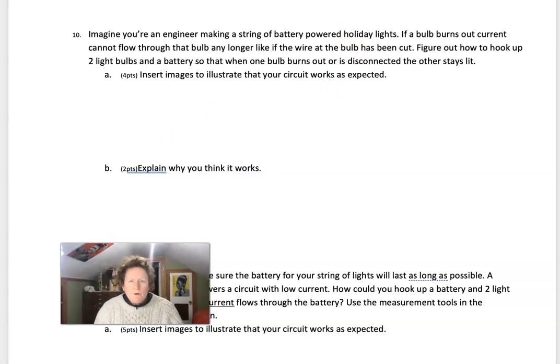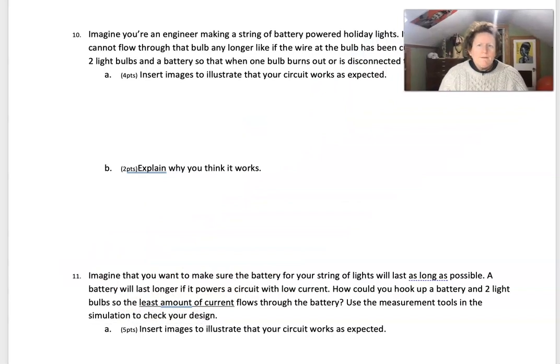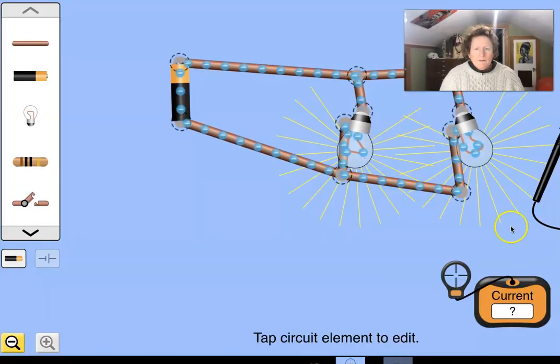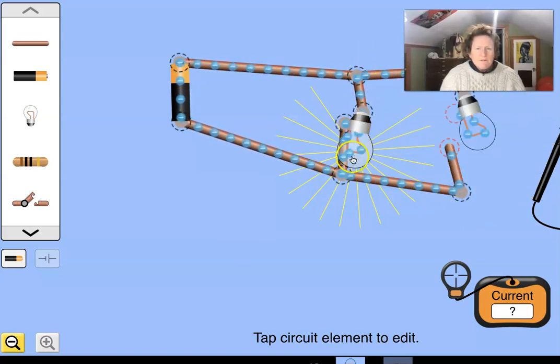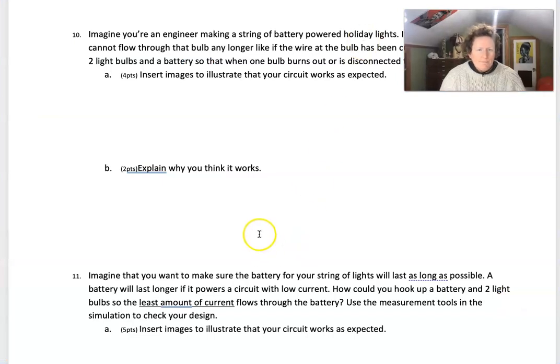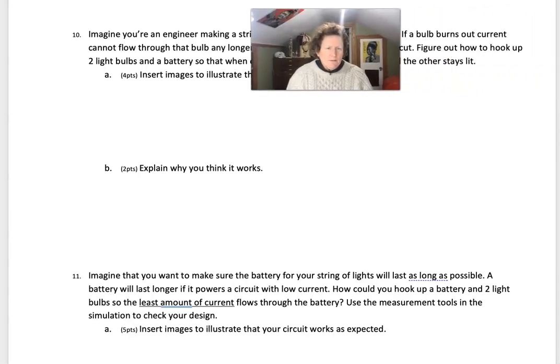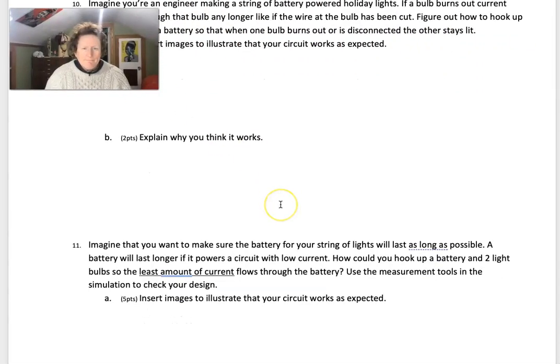So you can show something like I just did. You can unhook one of the bulbs like this, and you can show that this still works here, even though one of the bulbs is cut or broken or not working. And explain why you think it works. Why does having two different circuits for each bulb keep one lit when the other one isn't working?